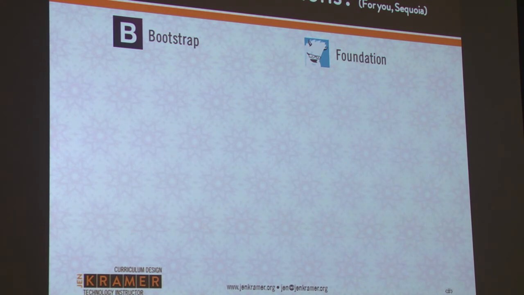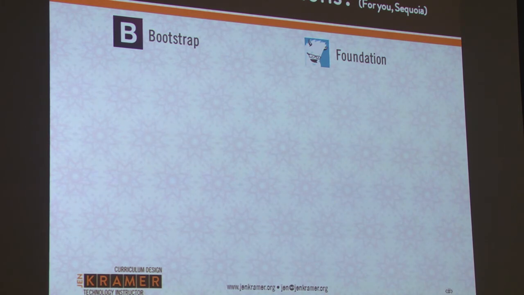Sequoia, are you here? This one's for you. Sequoia and I were sitting at the speaker dinner on Friday night, and Sequoia asked me, so tell me what the difference is between Bootstrap and Foundation. And I started, la, la, la, la, la. He says, stop. Does Foundation have semicolons in their JavaScript? I said, yeah, I think so. And he's like, well, then that's what I would work with.